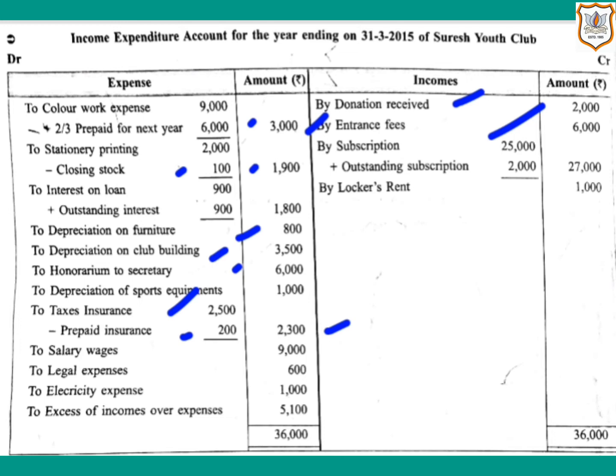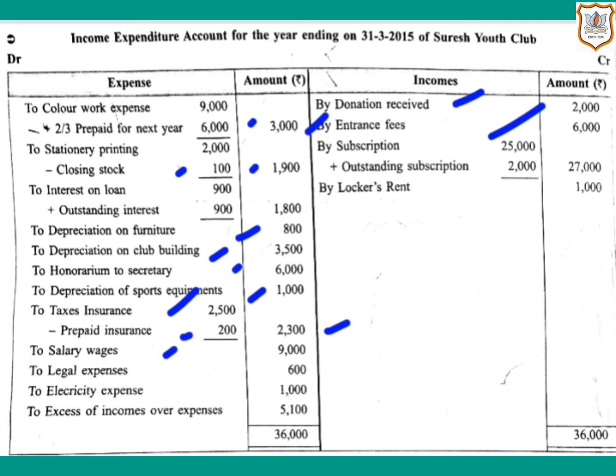Now next is sports equipment. Equipment is an asset. It will not be disclosed here, but we have to disclose depreciation on sports equipment. That would be 1,000, as the amount of sports equipment is 10,000 and 10% of 10,000 is 1,000. Now salary and wages is given. Salary and wages is an expense of revenue nature, so it will be disclosed here. Amount is 9,000. Then we have been given subscription received in advance. Subscription received in advance is a liability, so it will not be disclosed here.